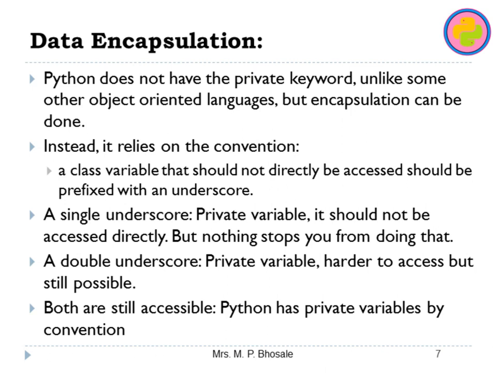A double underscore makes a variable strongly private, and it is harder to access, but still it is possible to access. And in Python, instead of using access specifiers like private, protected or public, we use underscores, single or double, to encapsulate the data.